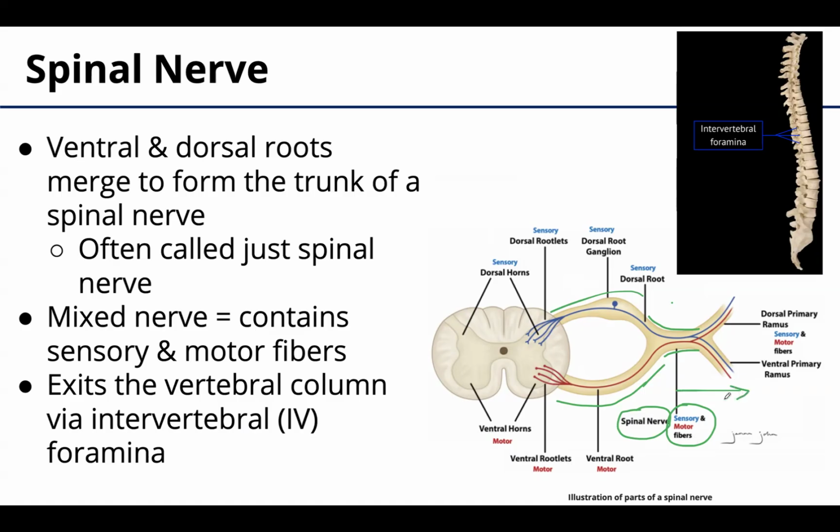The trunk of the spinal nerve exits the vertebral column at the intervertebral foramina, which you'll have at each segment or each portion of the vertebral column. So you'll have one on the right side and you'll have one on the left side.